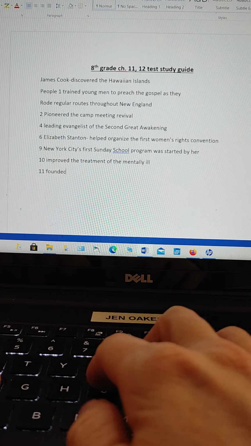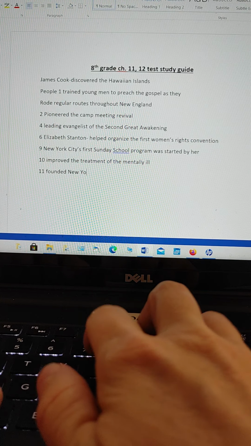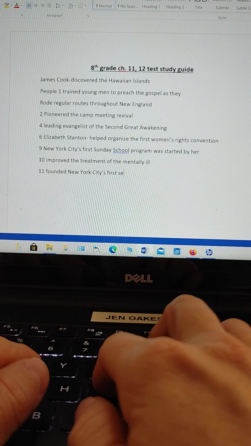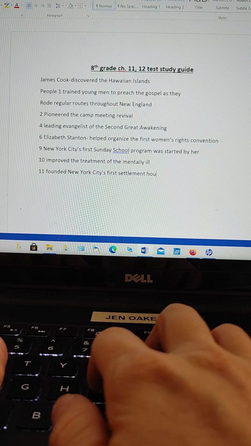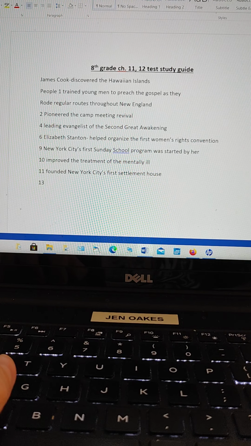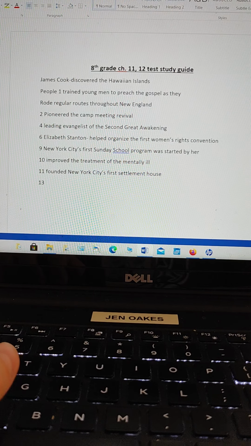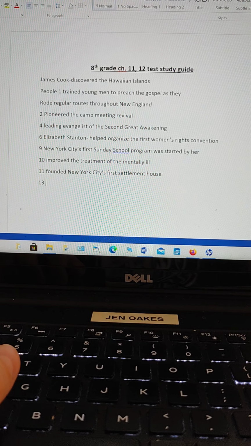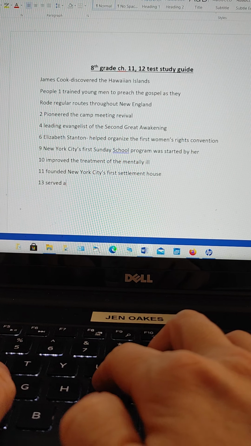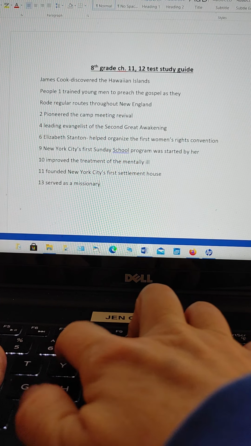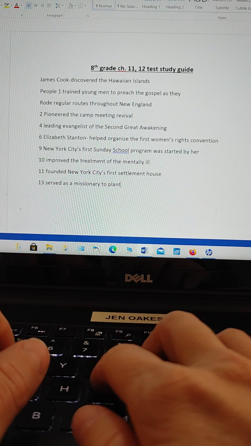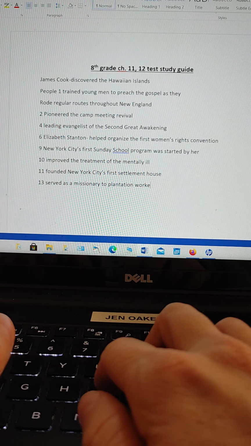Founded New York City's first settlement house. 13. I told you Caesar McLemore is the only one that you need to know of that group of people. And Caesar McLemore served as a missionary to plantation workers.